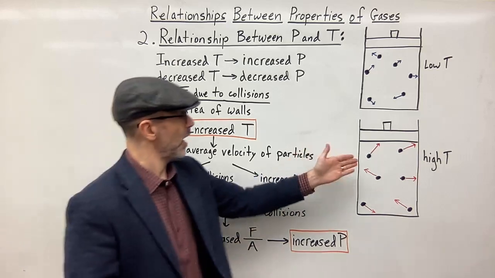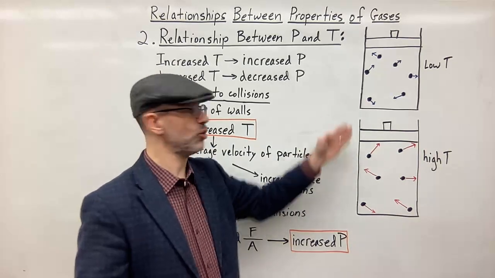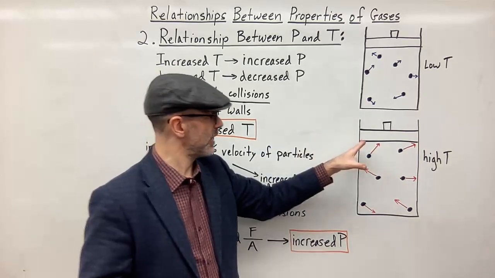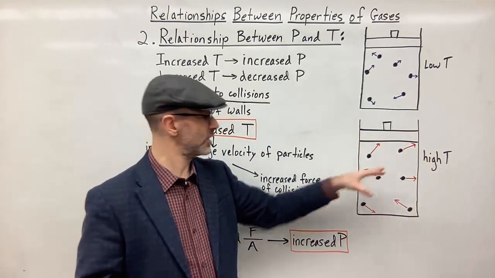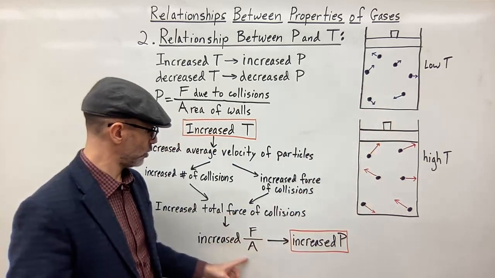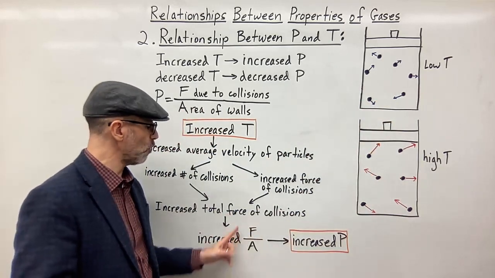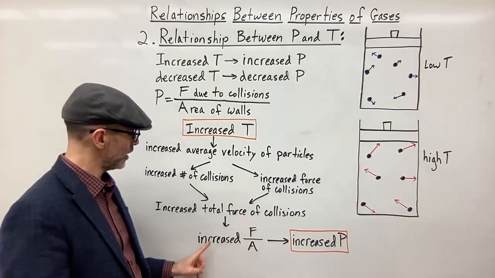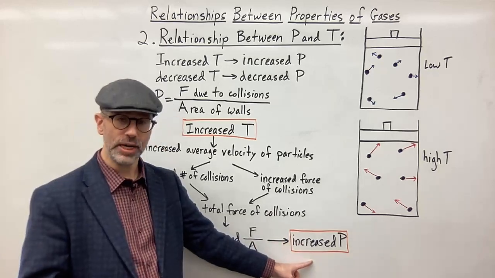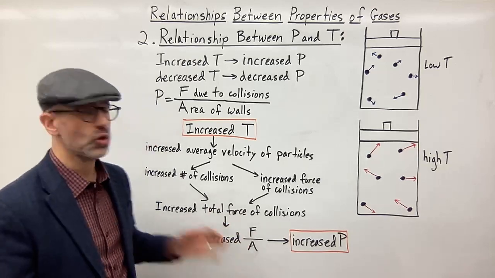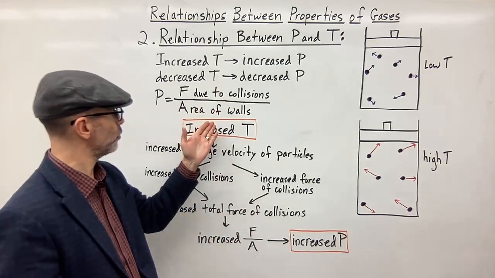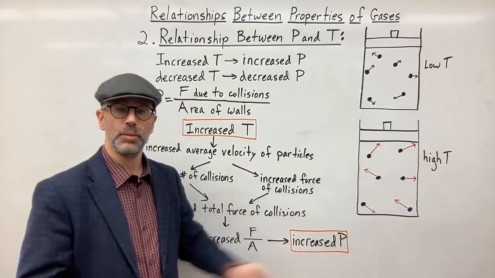So in this relationship, F over A, the area doesn't change. That stays the same, because the volume doesn't change, so the area that is available to the collisions is the same. The denominator stays the same, but the overall force increases. Therefore, pressure increases, because pressure is equal to force over area. And that's how you explain the relationship between temperature and pressure.